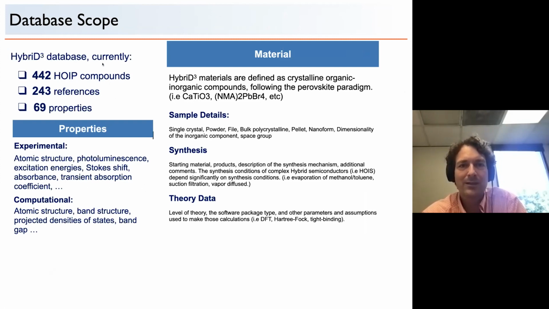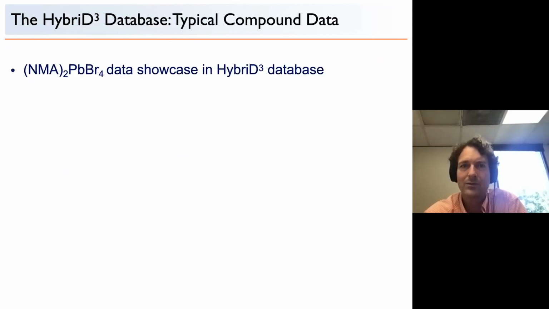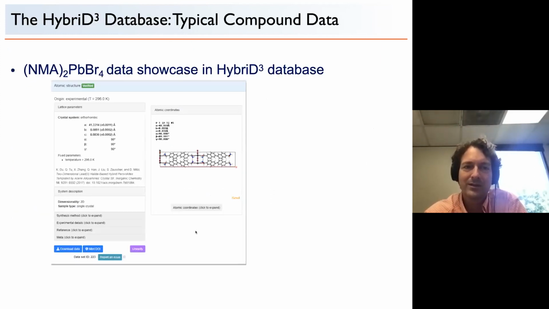The scope of the database I already mentioned in terms of materials and properties that are there. There's of course a lot of room for growth here, and the types of quantities that we collect are sample details. That's important. Synthesis is also something that we pay attention to. On the theory side, of course, we try to pay attention to what kind of computational methods was used. And then if you look, you find materials data that look hopefully as a database should be.